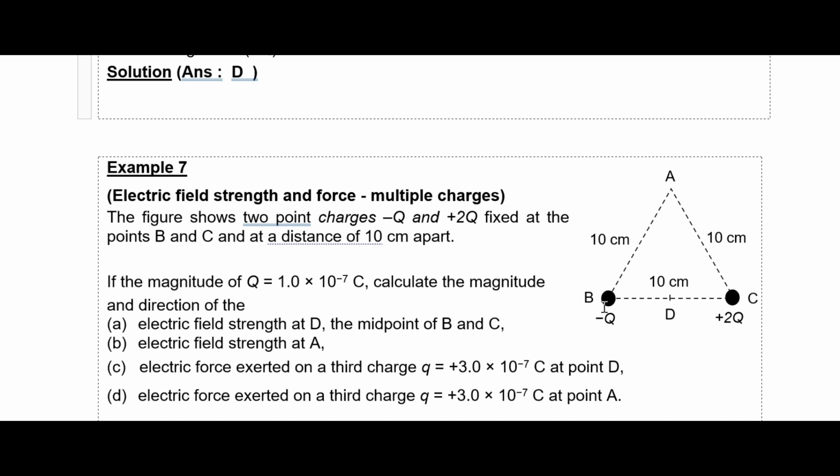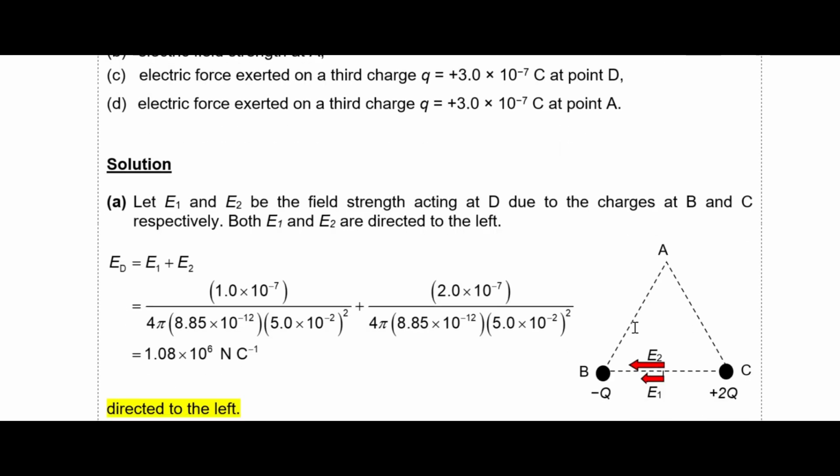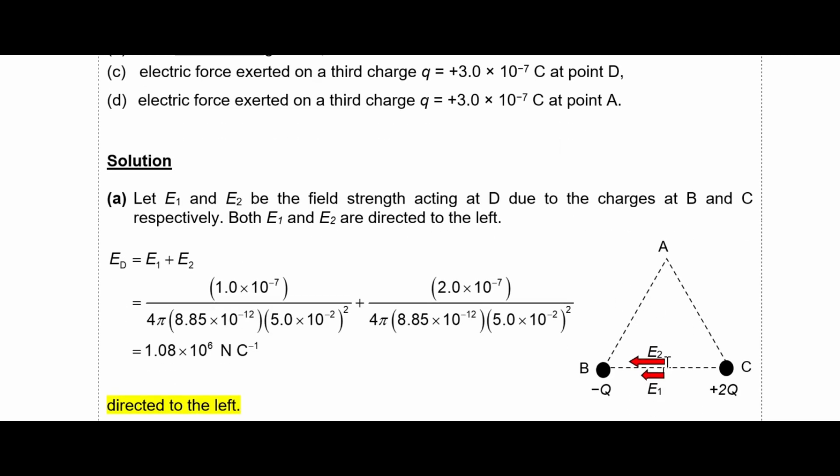There are 2 charges, -q and +2q, 10 cm apart. What's the direction of the electric field strength at D, at the midpoint? So I try and figure out the field strength at D due to +2q and -q. I draw a diagram, so try and draw a diagram like that. Clearly E2 is from this one, which is bigger because the distance is equal, but this is a bigger charge.